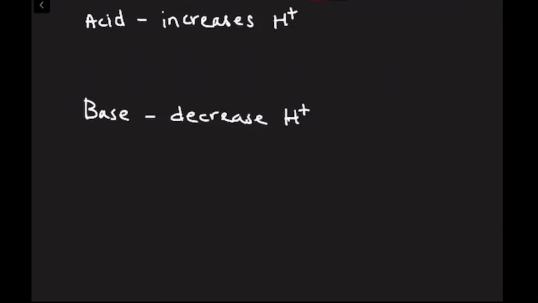Now let's discuss acids and bases. An acid is a substance that increases the concentration of H plus ions in a solution. For example, let's take hydrochloric acid, or HCl. In water, hydrochloric acid dissociates into its ions H plus and Cl minus. When it dissociates, all it's doing is basically donating H plus ions into the solution, so it's increasing the concentration of H plus ions in the solution.